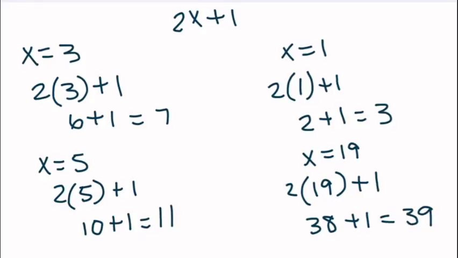Okay, now we're going to move on to something a little bit more challenging, which is evaluating expressions with two variables. So, what if we had an expression like x plus y minus 2? Well, we can't evaluate this unless the numbers are given. So, let's say x is equal to 2 and y is equal to 7.